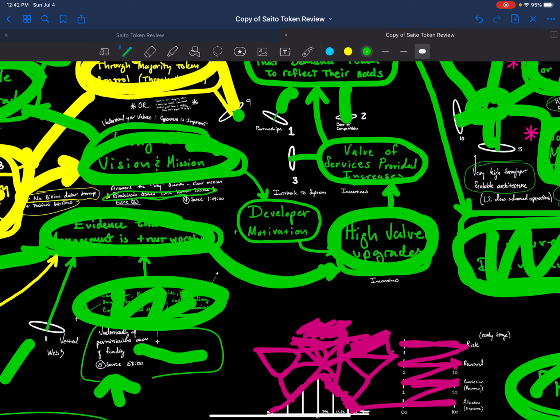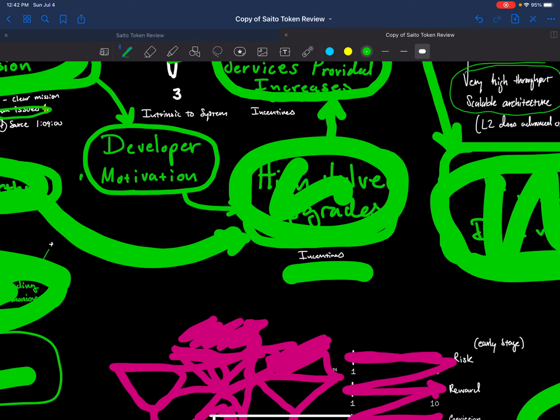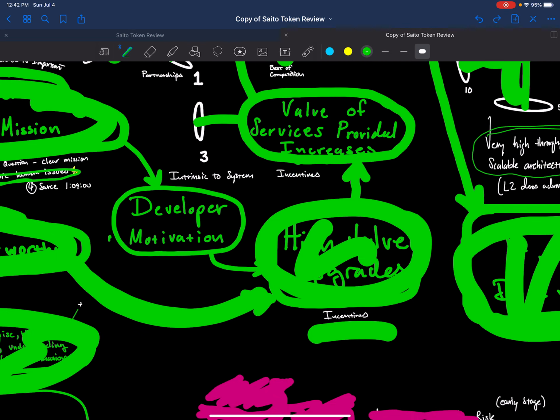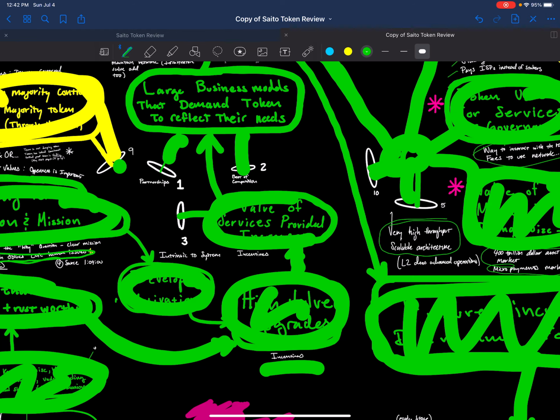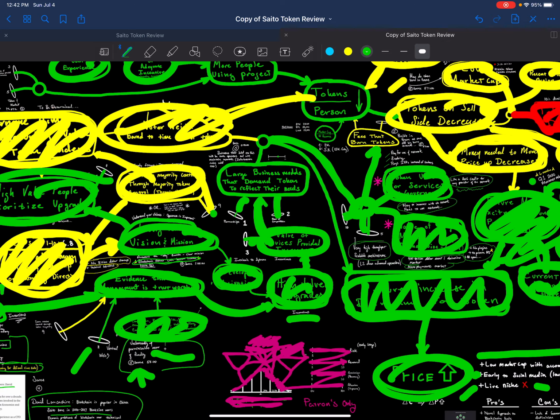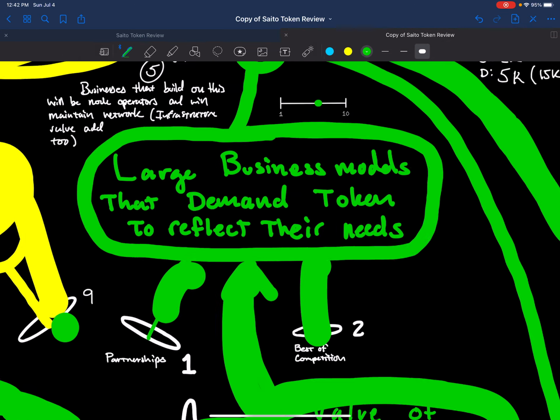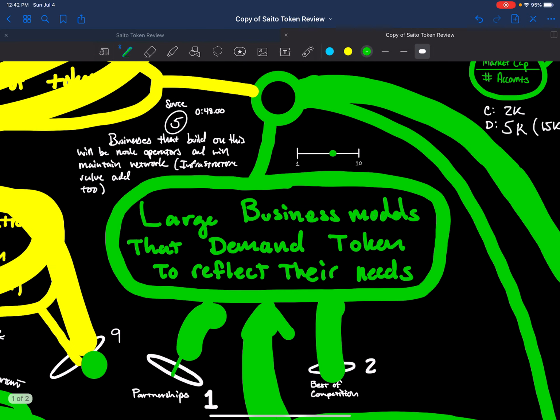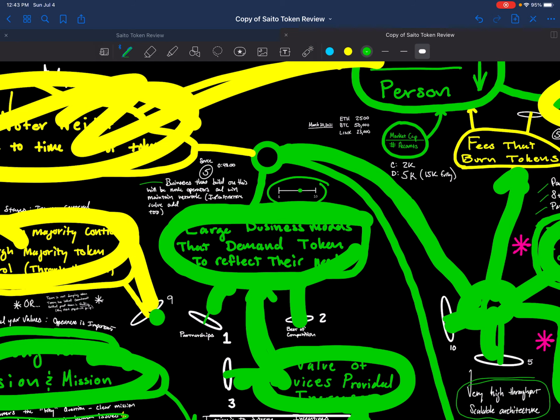We can expect high-value upgrades in the future because of the incentive structure of this blockchain, and we can expect developers to be motivated because, once again, the incentive systems are correct on this, so you get that innate. It's innate or intrinsic to the system, to the blockchain. Large business models that demand token to reflect their needs. So basically, businesses that build on this will be node operators and will maintain the network infrastructure. Regarding how strong this force is, I expect it to be a little bit better than average, that the businesses will demand the token. I think it will capture business demand for the token.